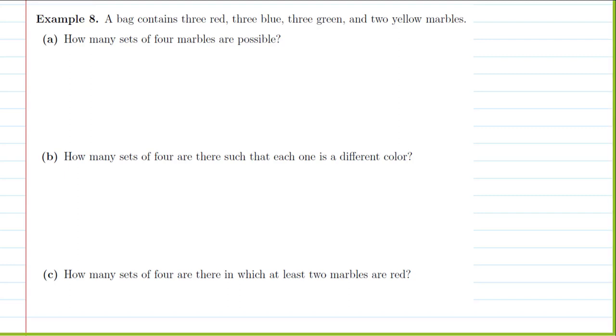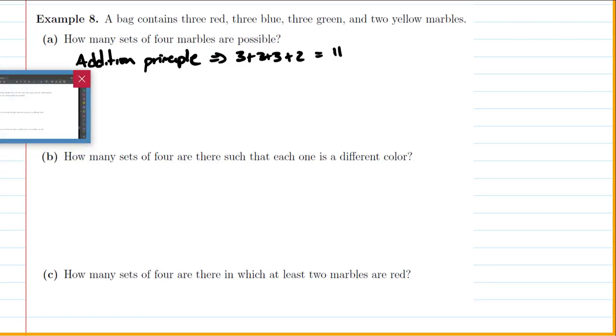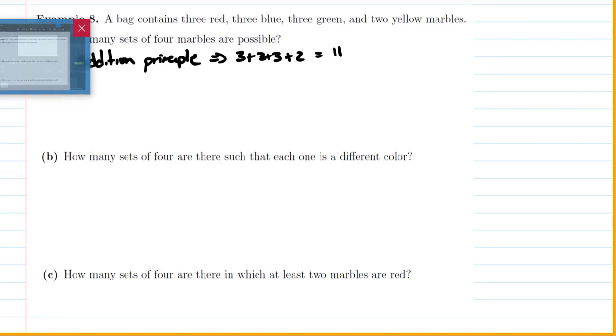So, well, first of all, we're going to use the addition principle just to get the total number of marbles, right? Because that's our total number of choices. So you're absolutely right. We're going to add all of our possible choices of marbles together. That tells us that we have 11 total marbles to choose from, right? Well, now what size subsets of marbles do we want to pick? We want to pick sets of 4.